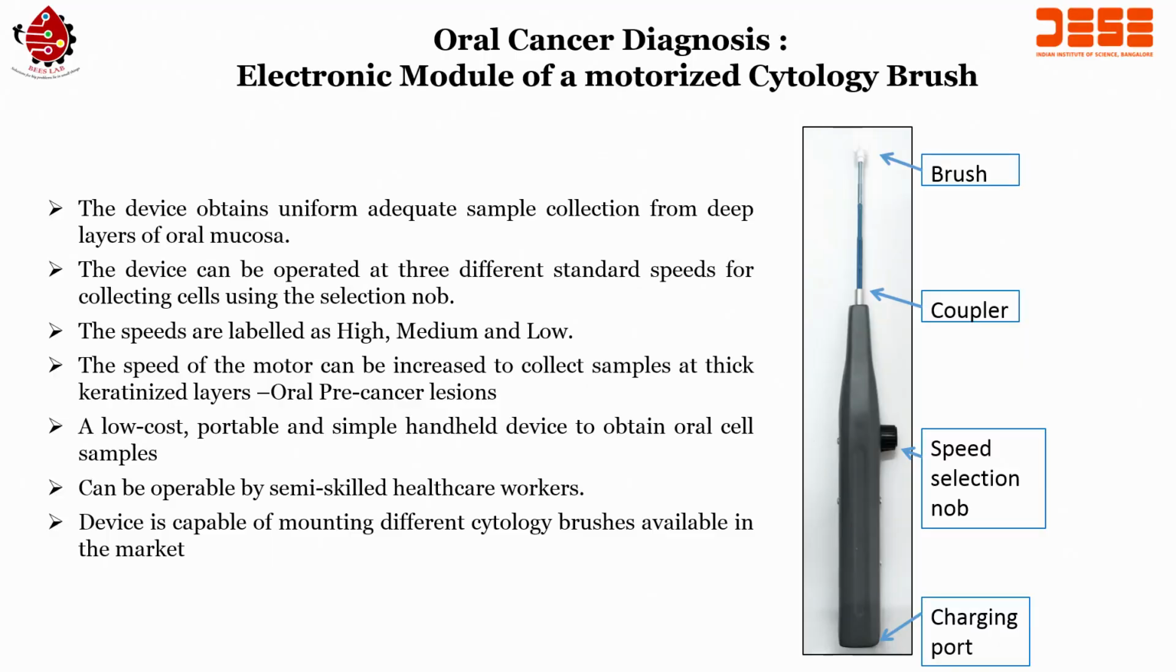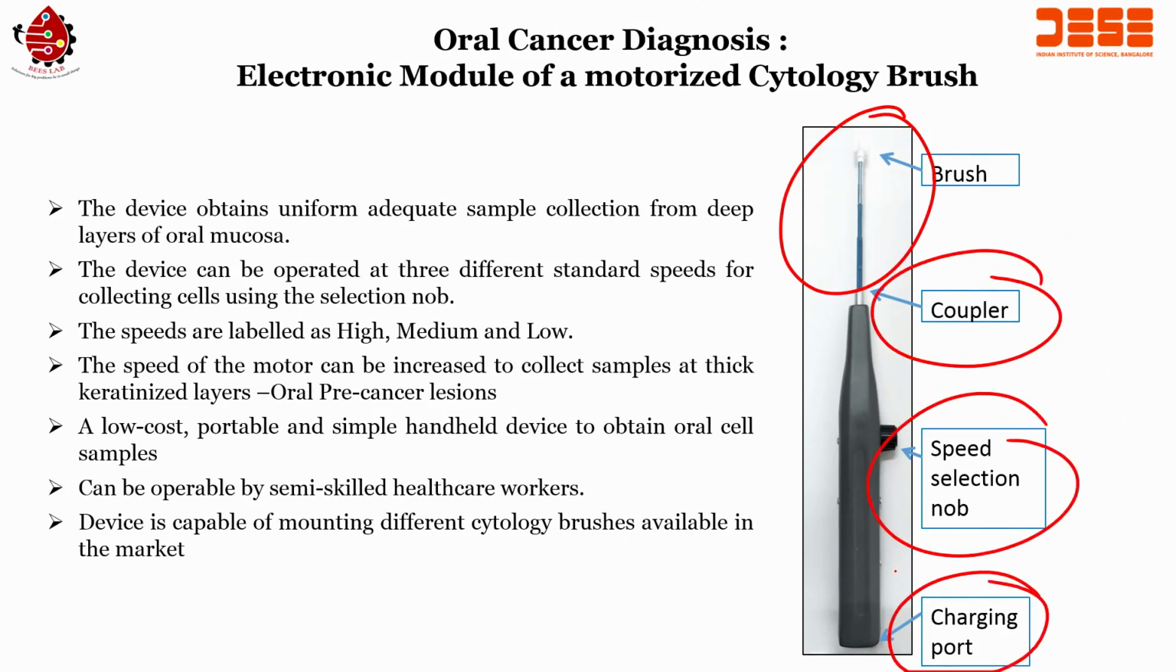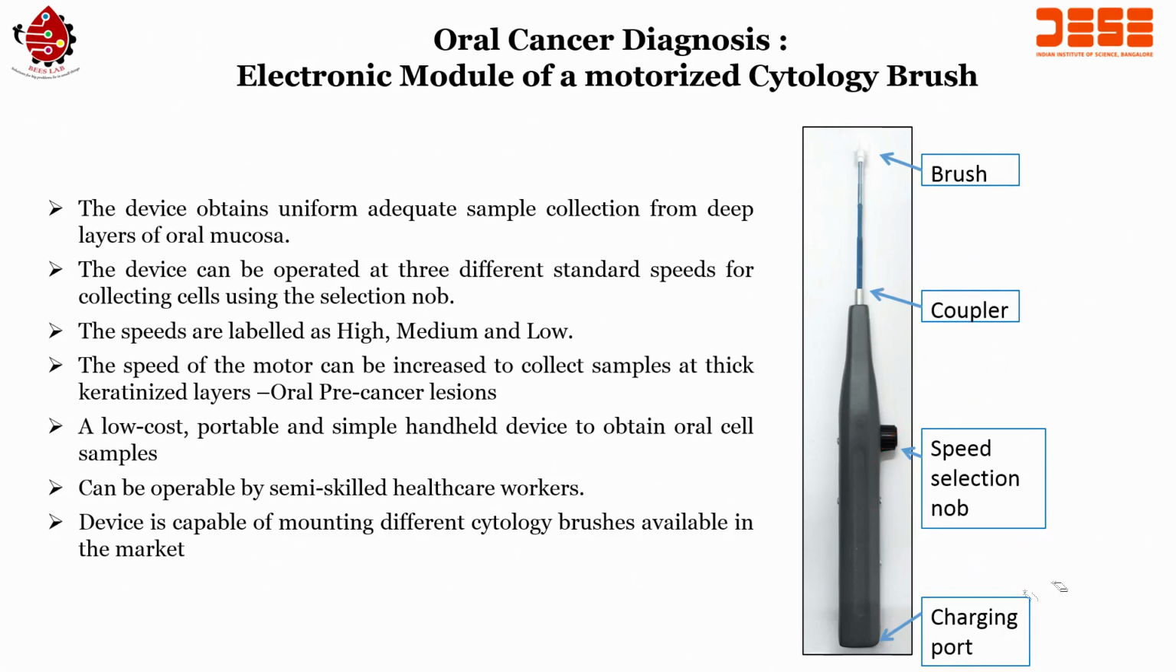So, having said that, let us go to the next slide, and this is what I was talking about. I will show you the actual working of this particular brush. This is called a motorized stage or electronic module of a motorized cytology brush. You can insert the brush at the tip. There is a coupler, there is a speed selection knob, and there is a charging port. We have developed this system right in this laboratory at IISc, in my department, Electronic Systems Engineering. This is the logo of my department, DESE, and this is the logo of the laboratory, BEES lab. If you want to know more about the laboratory and what we are working on, you can search for BEES lab IISc and you will get the details.